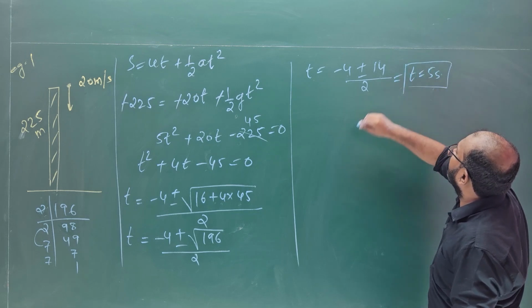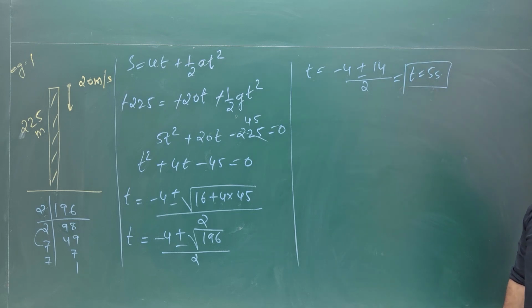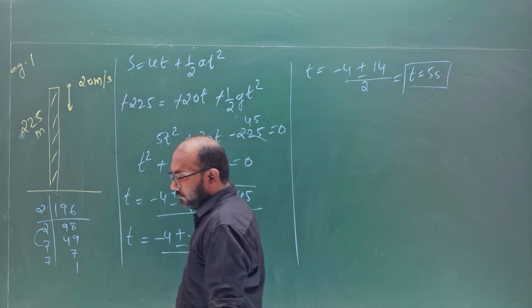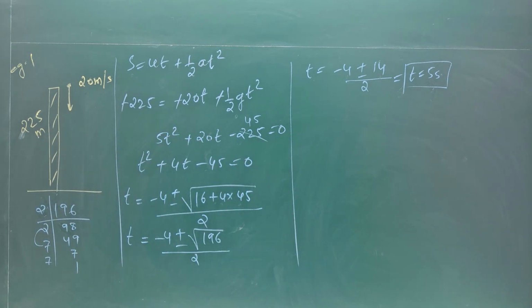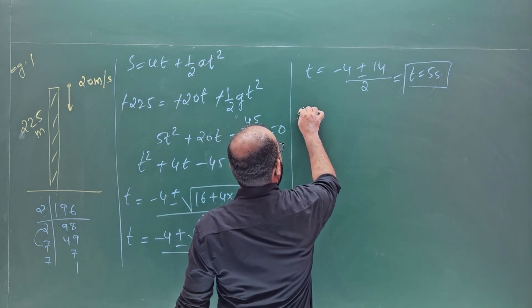How many of you got 5 seconds? Very good, very good. How did you get 10? Whatever it may be, write it down. Then write the next one.